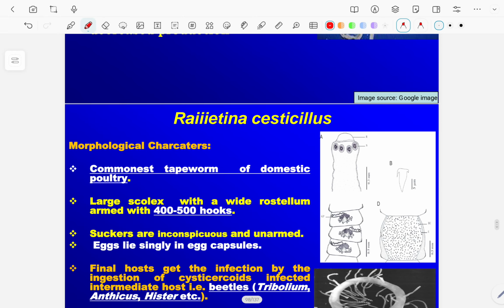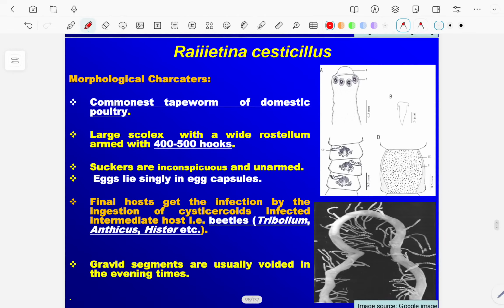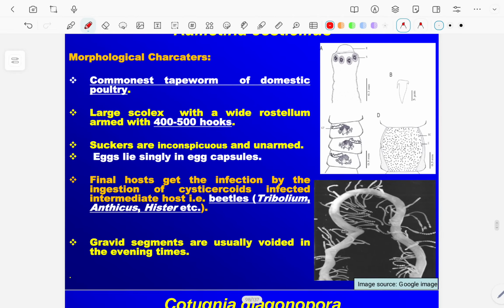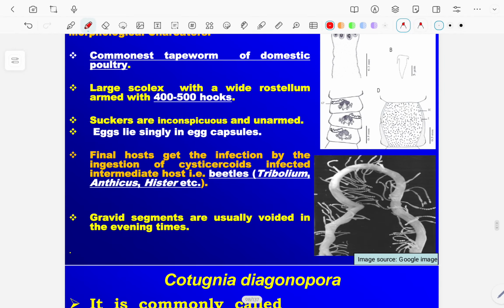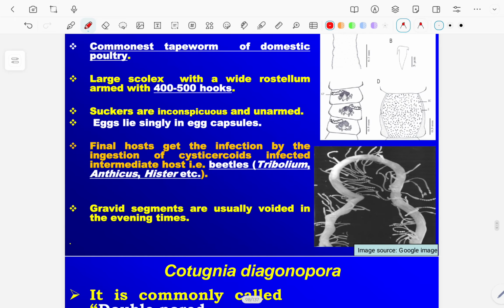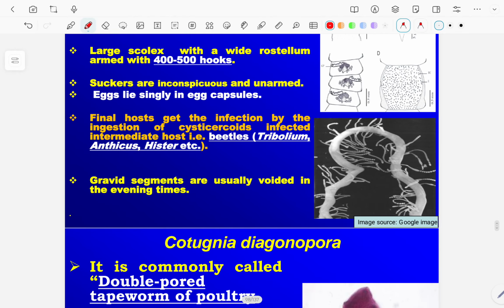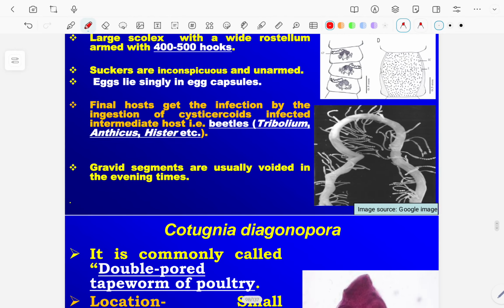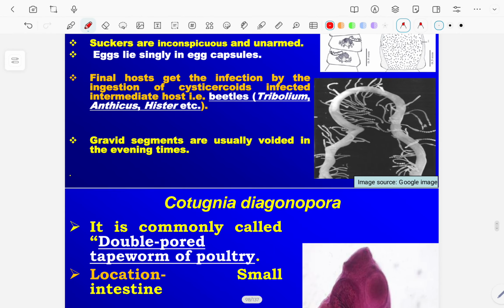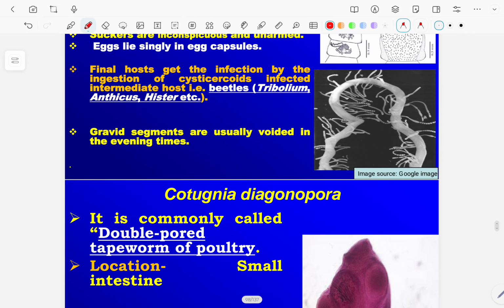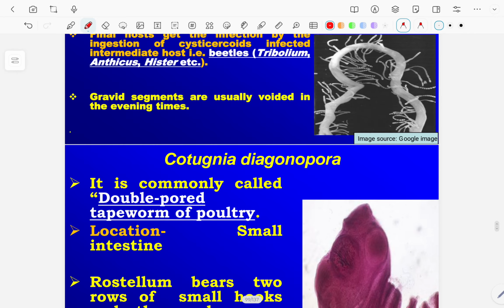Raillietina cesticillus. Morphological characters: the commonest tapeworm of domestic poultry, with the largest scolex, a wide rostrum armed with 400 to 500 hooks. Suckers are inconspicuous and unarmed. Egg lies single in a capsule. Final host gets the infection by ingestion of cysticercoid-infected intermediate hosts, for example beetles, Tribolium etc. Gravid segments are usually voided in the evening time.